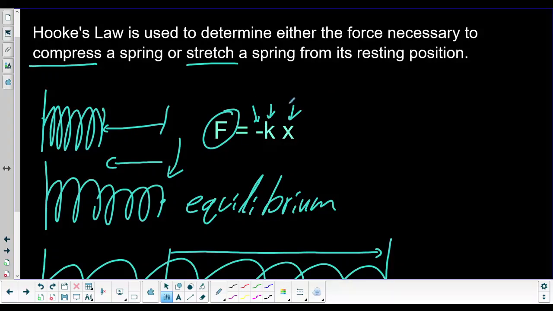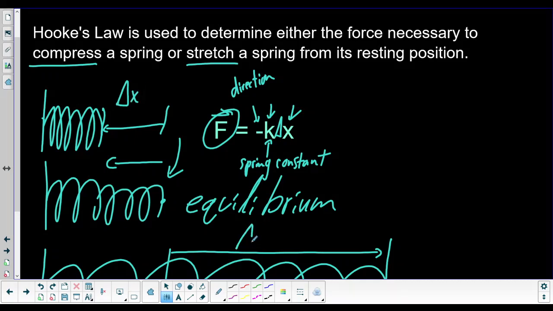So let's talk about what all these things mean. Like most signs in physics, because force is a vector, this thing is telling us a direction. This negative sign is just for direction. K is what's called the spring constant, and we'll talk about that more on the next slide or two. And then x is the displacement. We might actually want to call this delta x. It's how far you are stretching or compressing.